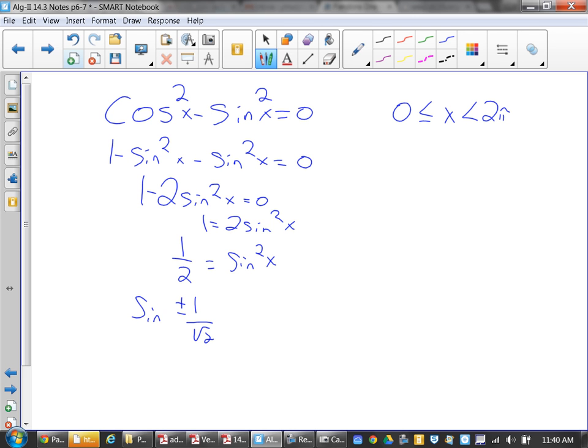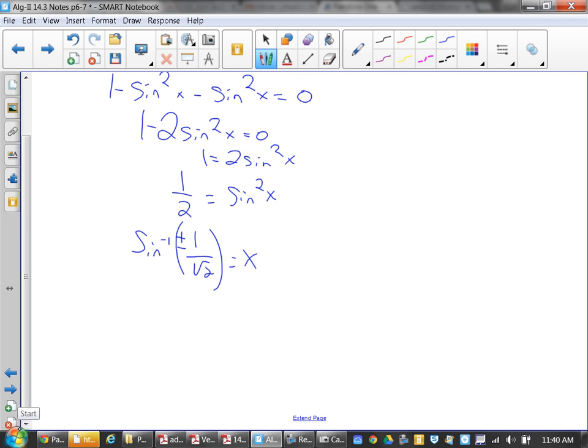What angle has a sine value of plus or minus root 2 over 2? 30. Try again. Oh, 45. We don't have to worry about rationalizing, because you know your sine values. Now you're at plus or minus pi over 4, which is all four quadrants. So it's all of our 45-degree angles, and we don't even need to graph: pi over 4, 3 pi over 4, 5 pi over 4, and 7 pi over 4.